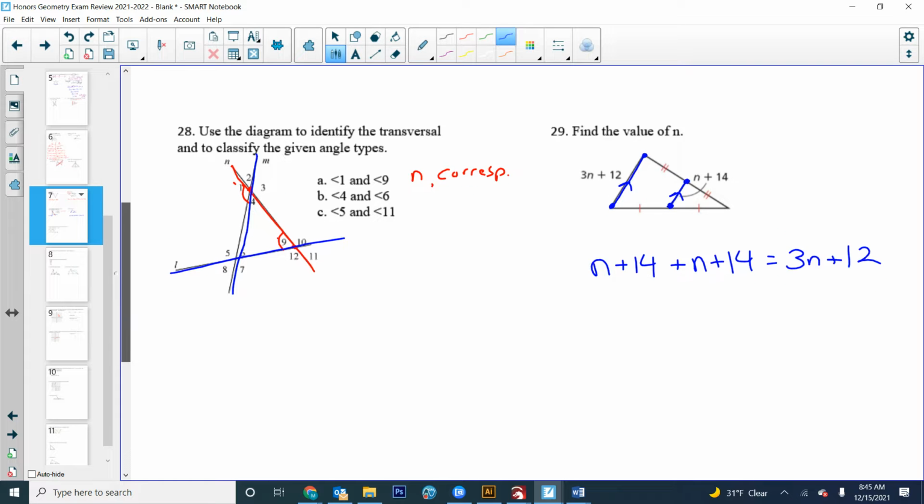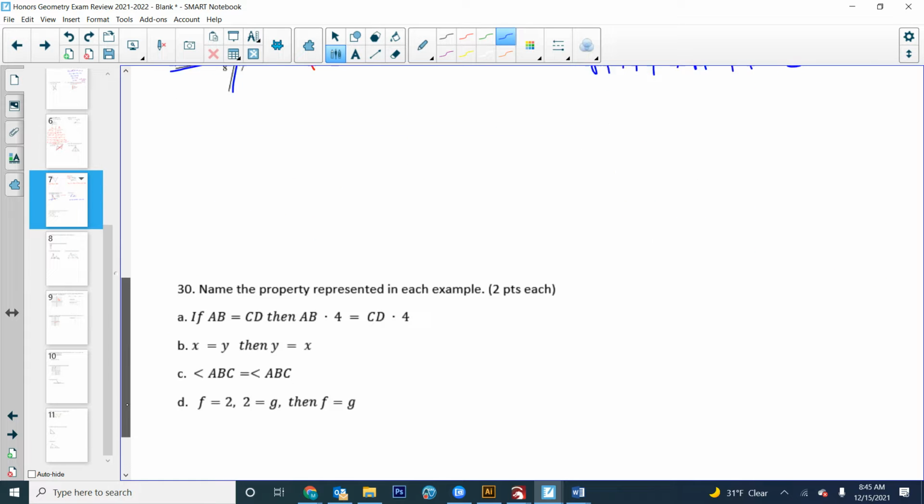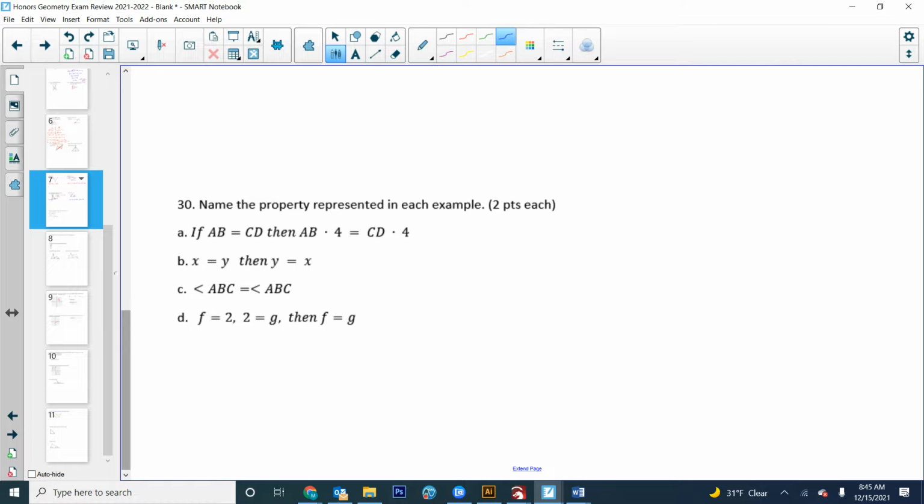All right. All right, this one's been a long time. This is one of the first things we did this year. If I start with that and I multiply 4 to both sides, I'm using the multiplication property of equality. What happens if you divide both sides by a number? Division property of equality.